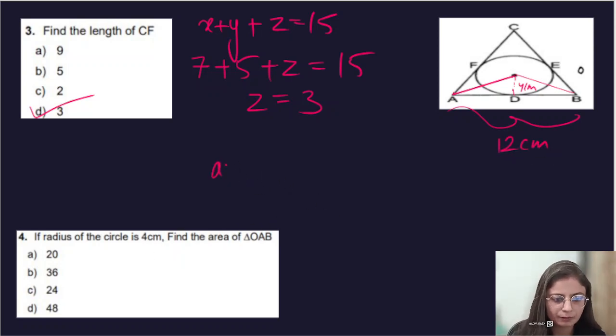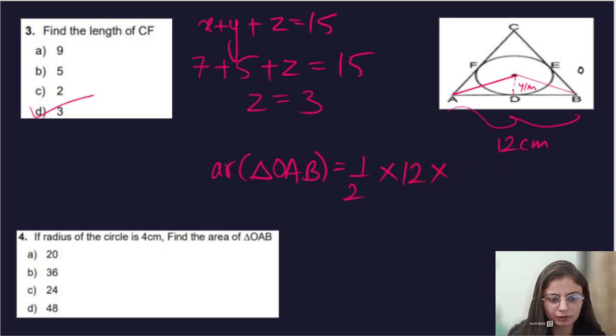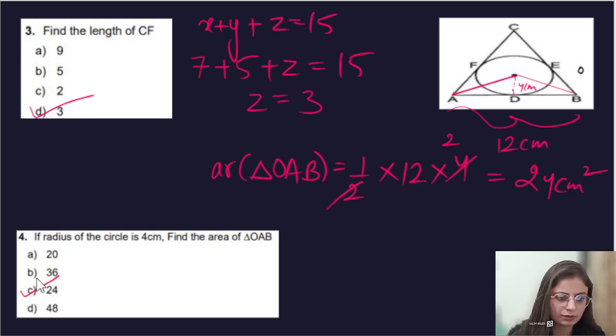So the area of triangle OAB will be half into base, which is 12, into height, which is 4. So this will be 24 unit square, which is centimeter square. So this will be option C, 24.